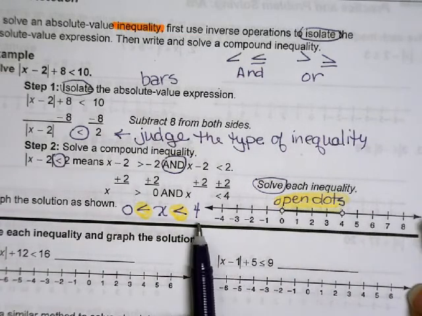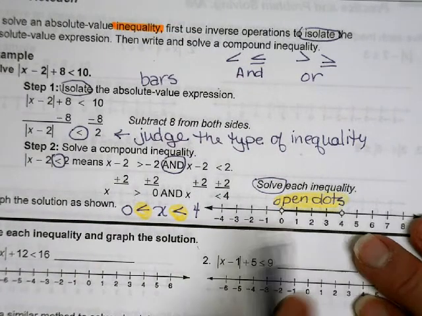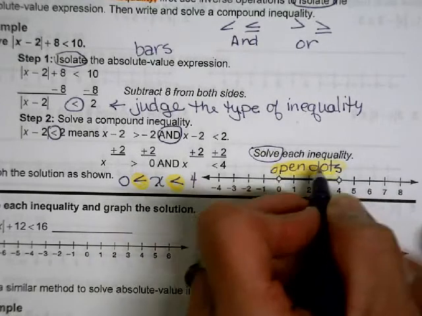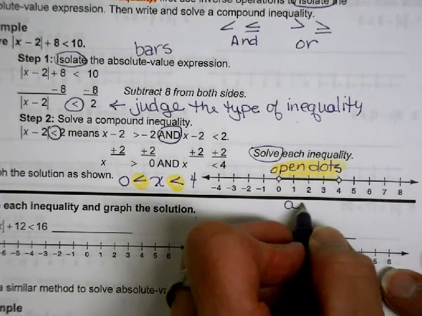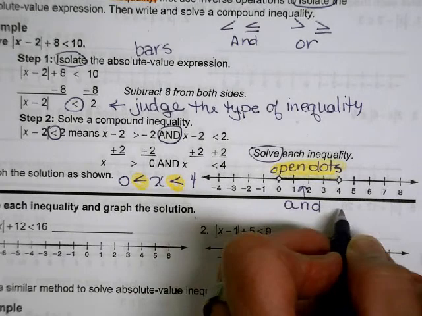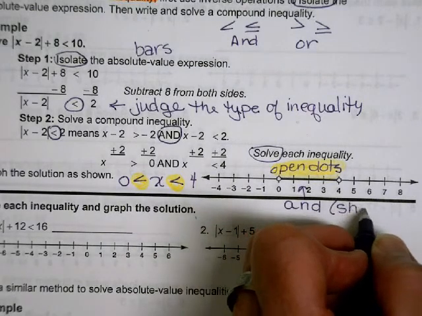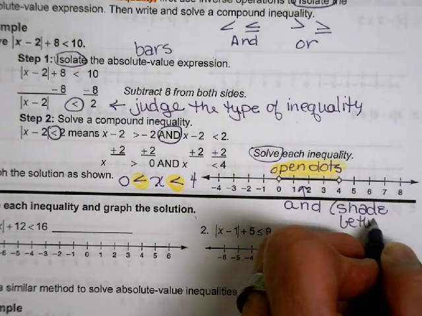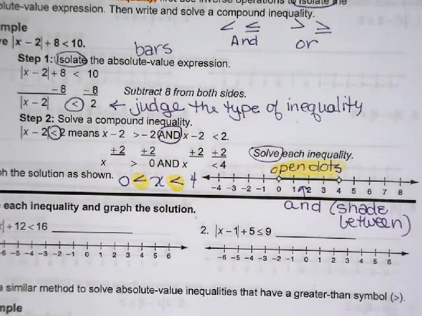Another thing, how do you know what direction to shade? Do you shade out or do you shade in? Because this was an and story, you shade between. I call it the barbell, because it looks like a barbell to me. It's a very small one, but it is a barbell. The or story makes airplane wings.